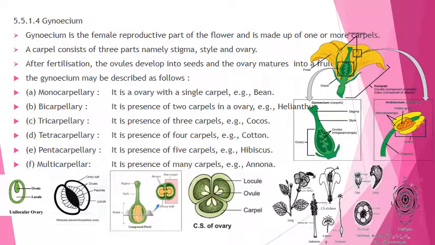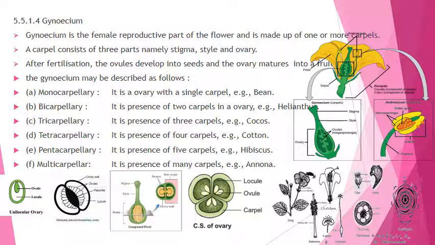Move towards the female reproductive part of the flower, that is called gynoecium. Gynoecium is the female reproductive part of the flower, and it is made up of one or more carpels. A carpel consists of three parts, namely stigma, style, and ovary. The diagram on the right side is very distinct. You can see the green one, the parts of the flower: style, stigma, and ovary.